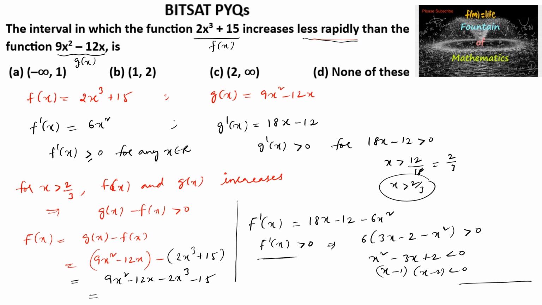So we can consider the interval 1 to 2. So the solution lies between 1 and 2. For x belongs to 1 comma 2, we can say the function f of x increases less rapidly than g of x. So we can go with option B.